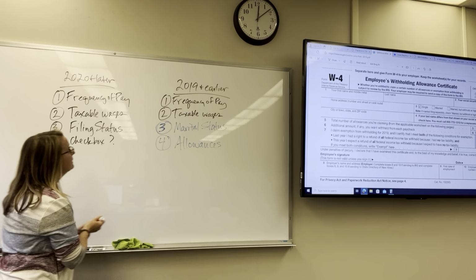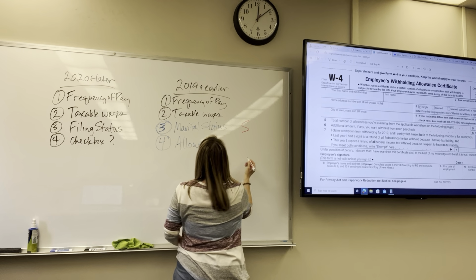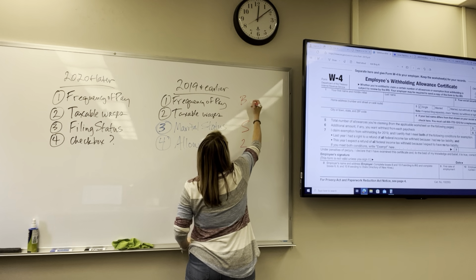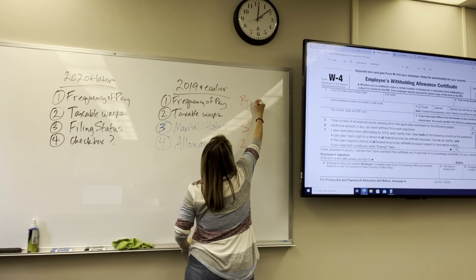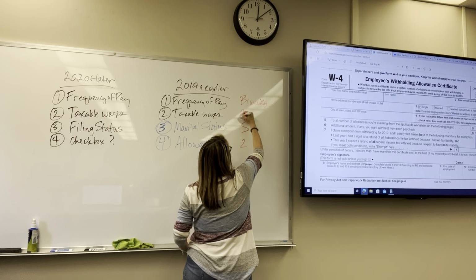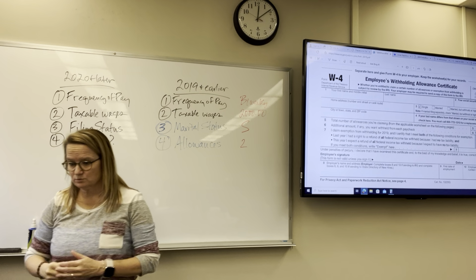So I'll show you how these allowances work. Single allowance is 2, let's say they're paid bi-weekly, and their taxable wages are $2,000. I'll show you how this works.